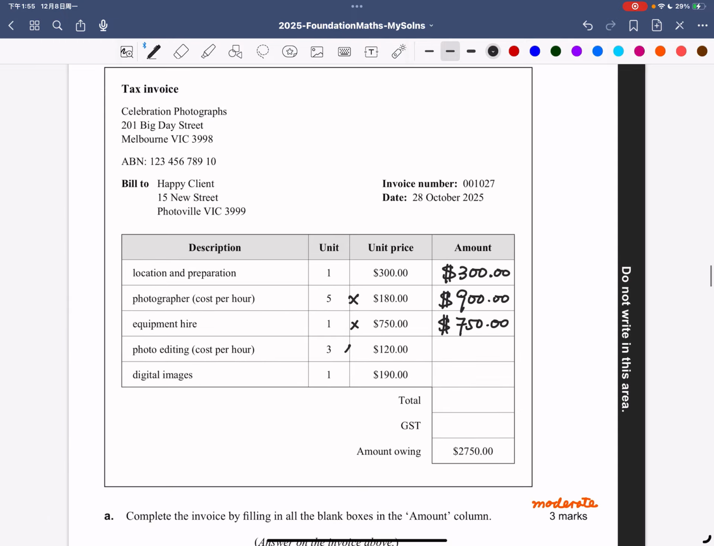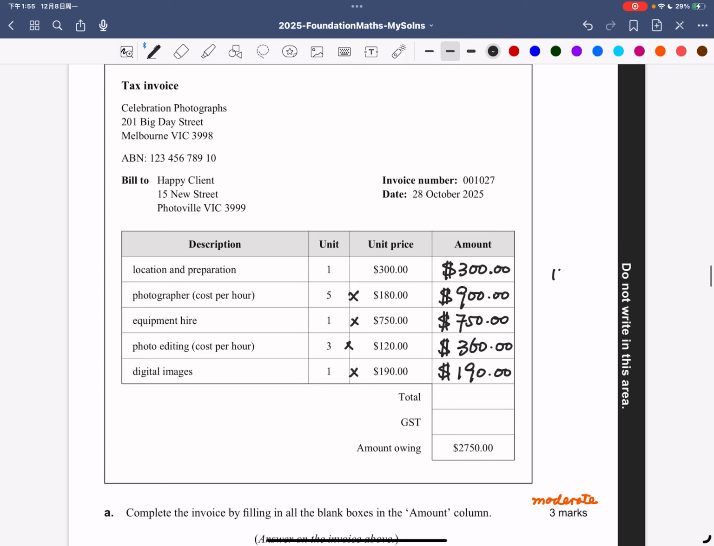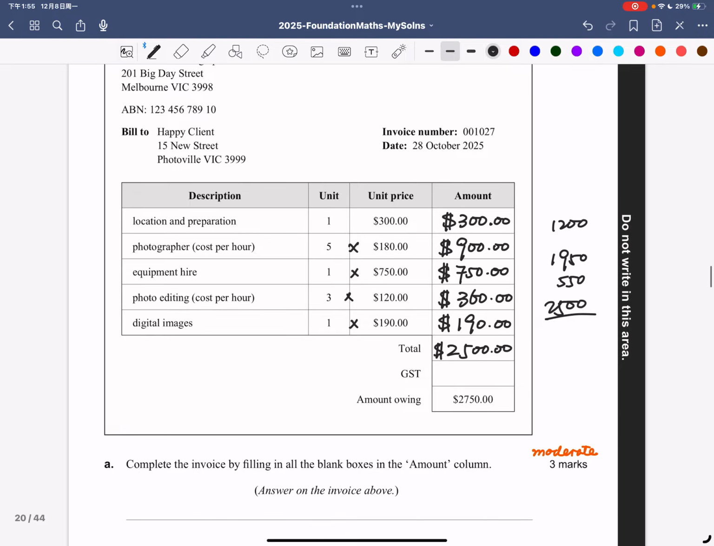And 3 times 120, so that's 360.00. And 1 times 190, 190. Eventually, when you add them up, let's say 1200, add that 1950, add, let's say 550, that's 2500. So eventually the amount issued, the total, is 2500.00, and then the GST is 10%, so that's 250.00, and eventually they add up to 2750.